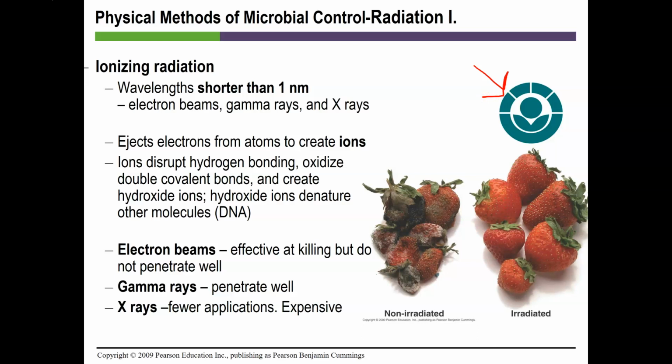This green symbol, it sort of looks like a flower. That's called a Radura, and that indicates that a product has been irradiated for safety purposes. There has been much research done which shows that these processes obviously are safe for the consumer and effective in reducing microbial load. You can see in this image of irradiated and non-irradiated strawberries, the strawberries would last a lot longer after treatment compared to one set that has not been treated.